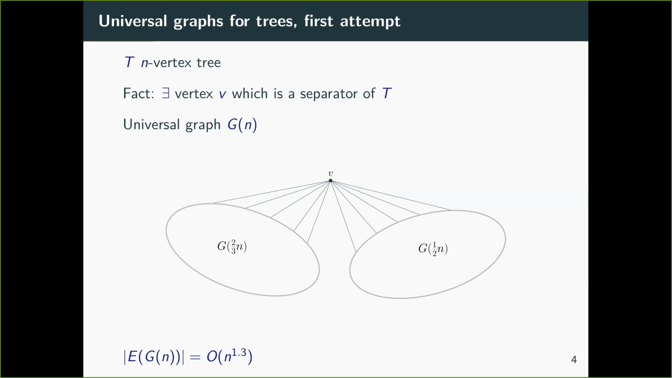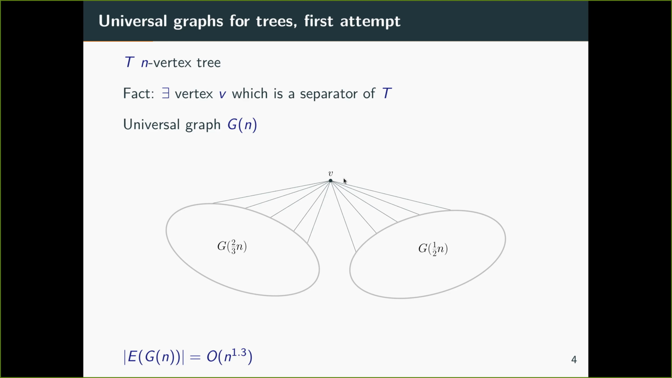So what do we know about separators in trees? Well, we know that there is always a vertex, which is a separator. That's very easy to prove, and one of the most useful facts about trees. So if one would think how to build a universal graph for trees, it's likely that the first thing we would try would be the following. Okay, let's take this vertex, which is a separator of your tree. Let's call it V, and we embed it here on this vertex V. And now we are going to make that vertex connected to everything else in the construction of our universal graph. So we are going to make that vertex universal.